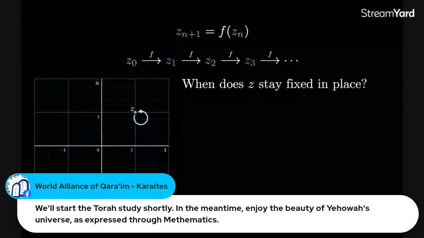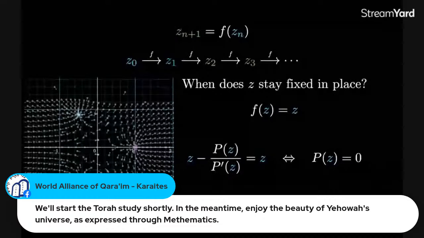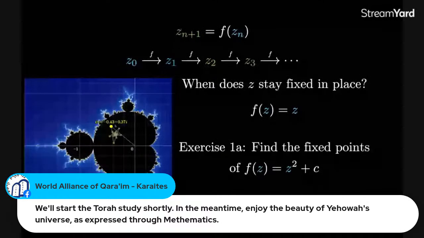Functions arising from Newton's method, by design, have a fixed point at the roots of the relevant polynomial. The entire expression is simply equal to z. That's what it means to be a fixed point. If you're into exercises, you may enjoy pausing for a moment and computing the fixed points of this Mandelbrot set function, z squared plus c.